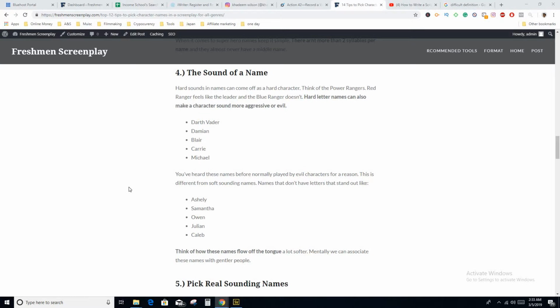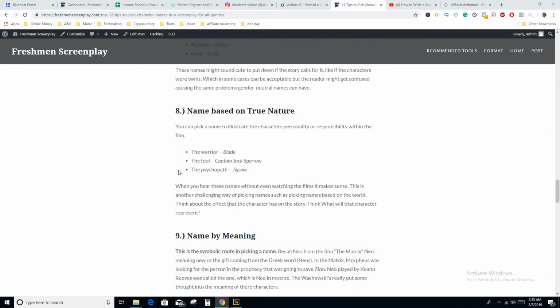Okay, number three. Okay, names based on true nature, right? Now, true nature can mean a lot of things, but I have a couple examples here. I talk about the warrior Blade. Like in that movie, Blade, the character was named that because he was the warrior.